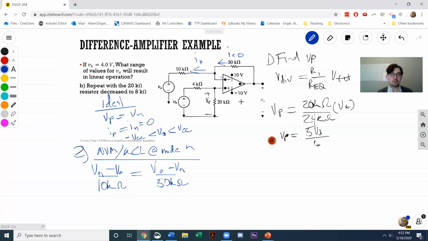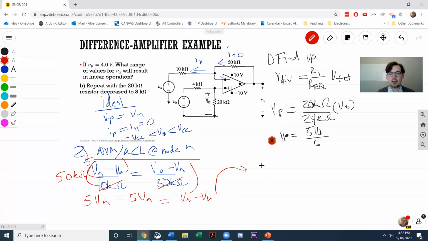All right, then I can simplify. I'm just going to go ahead and multiply everything by 50 kilo ohms and make my life a little easier. When I do that, this is going to cancel out, and this is going to become 5. So I've got 5 Vn minus 5 Va is equal to V naught minus Vn.